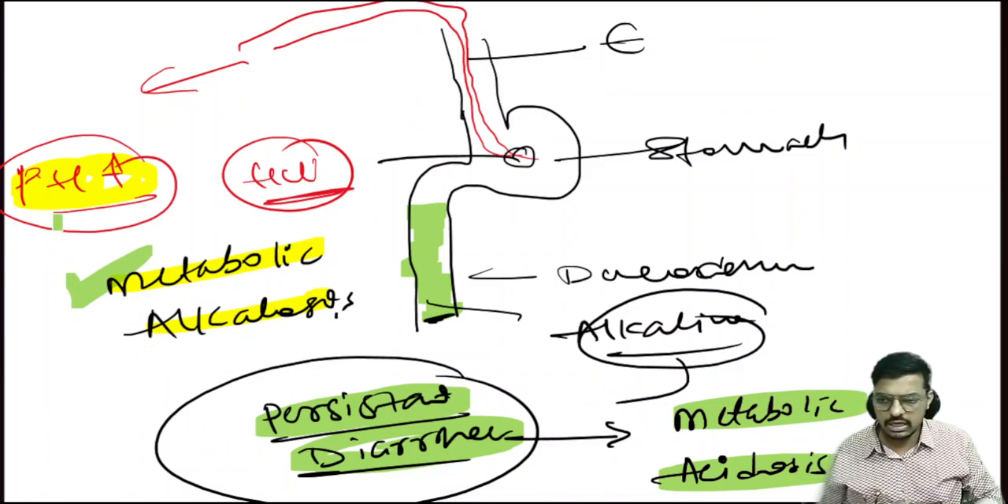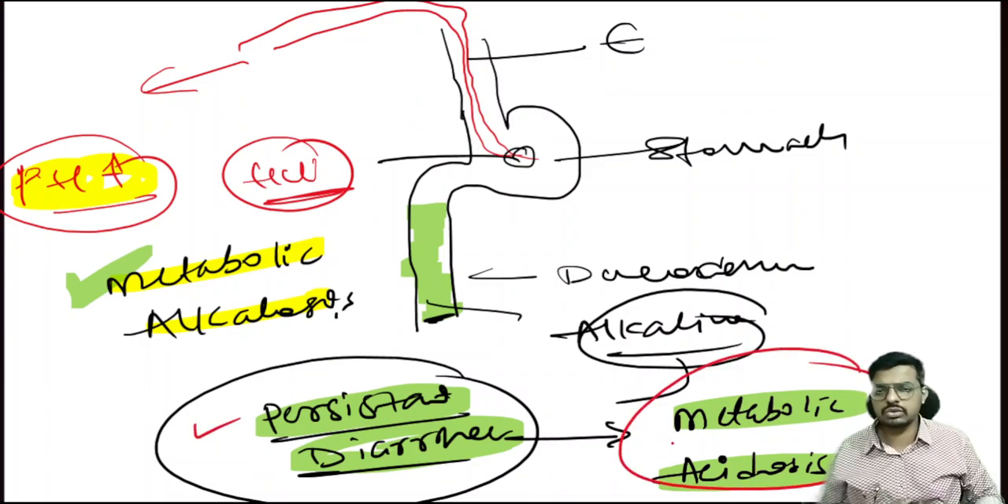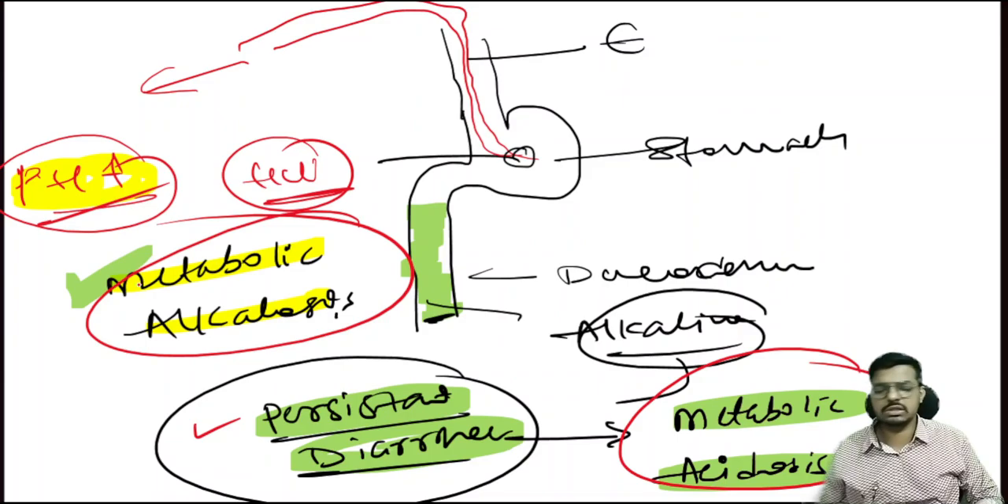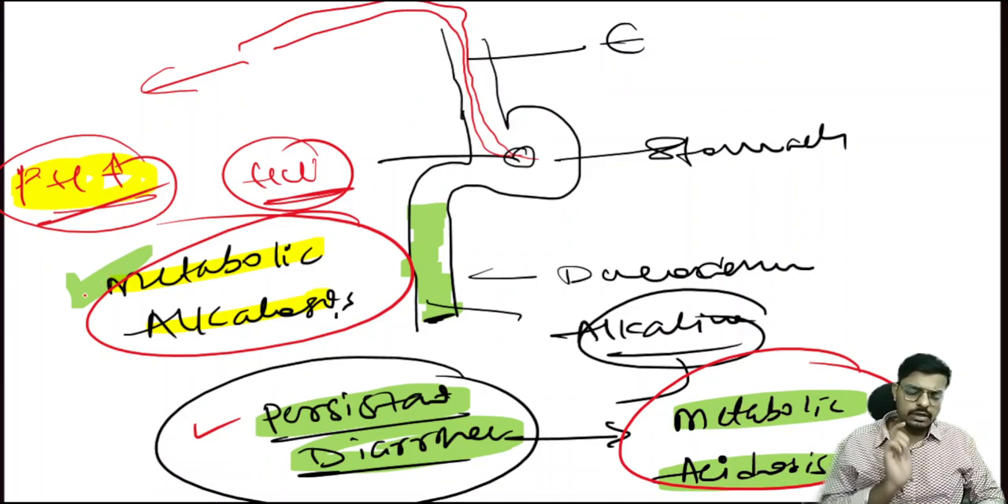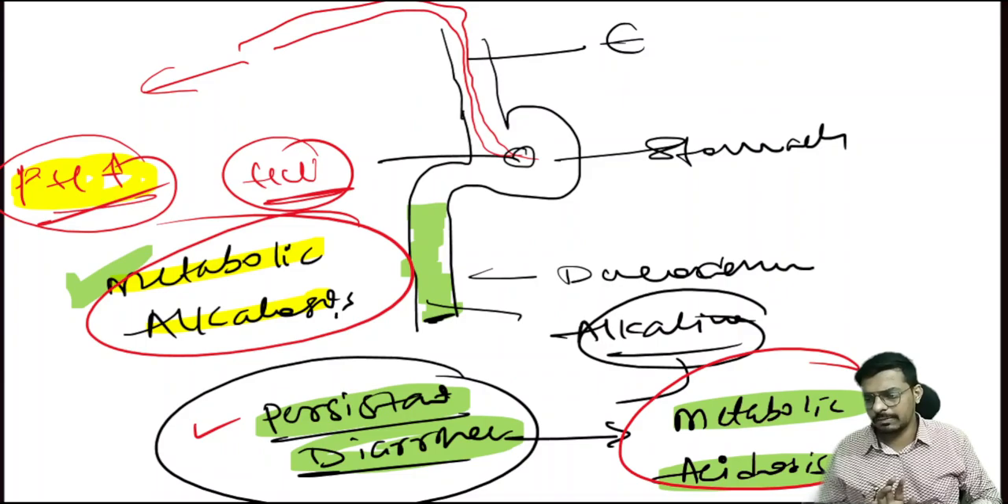Because of the persistent diarrhea, the acid-base imbalance is metabolic acidosis, because of the loss of the alkaline content. Okay, very important. And because of excessive vomiting, the HCl gets lost, so metabolic alkalosis will happen. What happens in vomiting? Metabolic alkalosis. What happens in diarrhea? Metabolic acidosis. Most important and repeatedly asked question.